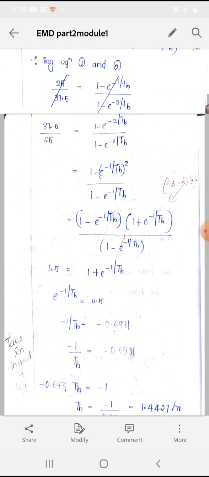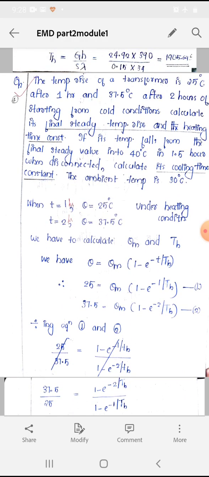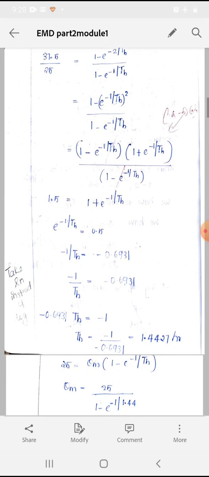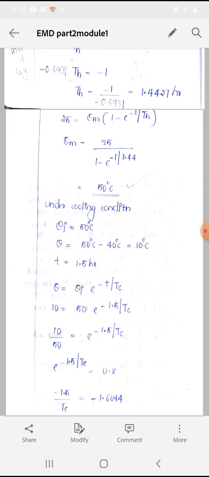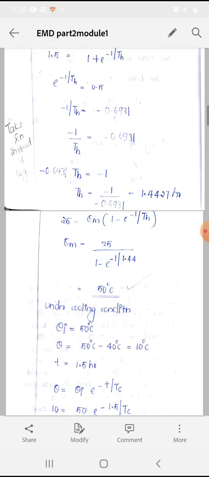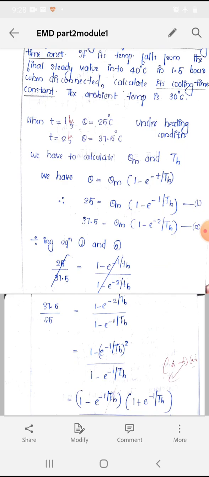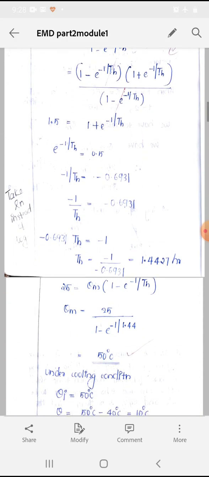So it's a simple question in which we applied both the heating condition as well as the cooling condition. So we need to know that here the final steady value in the cooling condition is given as the final steady value minus 40 degrees Celsius, that is theta is given as 50 minus 40 degrees Celsius, and theta i, the initial condition of this cooling condition, is obtained from the previous value, that is theta m. So this is a simple question in which we apply both heating as well as cooling condition.